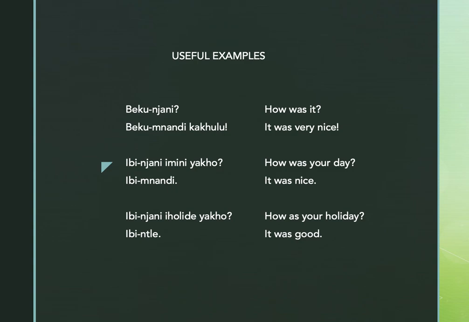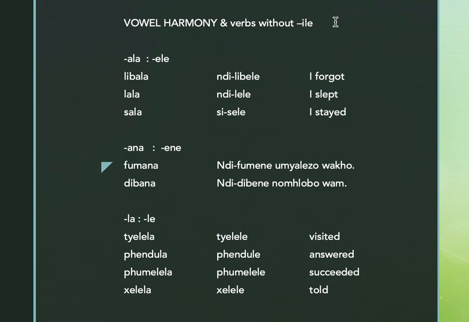Then we have something quite special in Xhosa, and this is something that you find in a few other languages too, like in Finnish and I believe in Turkish and Arabic as well. And it's called vowel harmony. So in Xhosa, this happens with verbs ending in ala and ana. And basically the past tense form, instead of being libale or libalile, it becomes libele. So the e form affects the previous a to also become e. It just sounds smoother, it's easier to say.